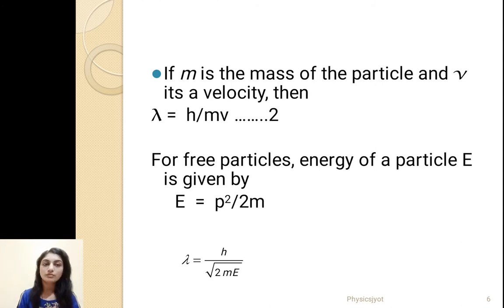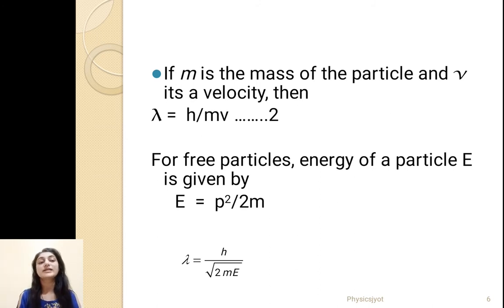Either you can write lambda equals h by p, or lambda equals h upon mv, and you should know all these forms so as to solve numericals, because if in the problem p is given, then we use lambda equals h by p. If in the numerical velocity is given, then we will be using the second form, that is lambda equals h upon mv, and there are other forms too.